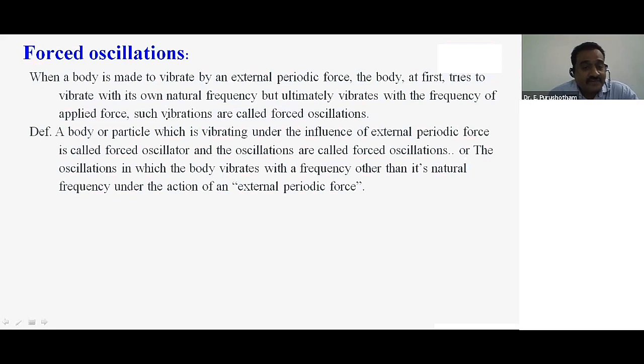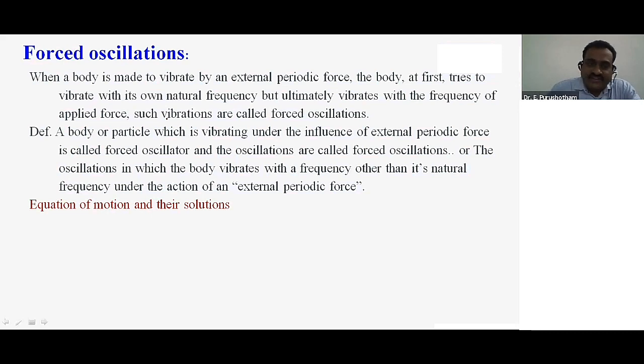The oscillations in which the body vibrates with a frequency other than its natural frequency under the action of an external periodic force are the forced oscillations. Yesterday we completed the equation of motion and its solution. We are going to calculate the equation of motion first.